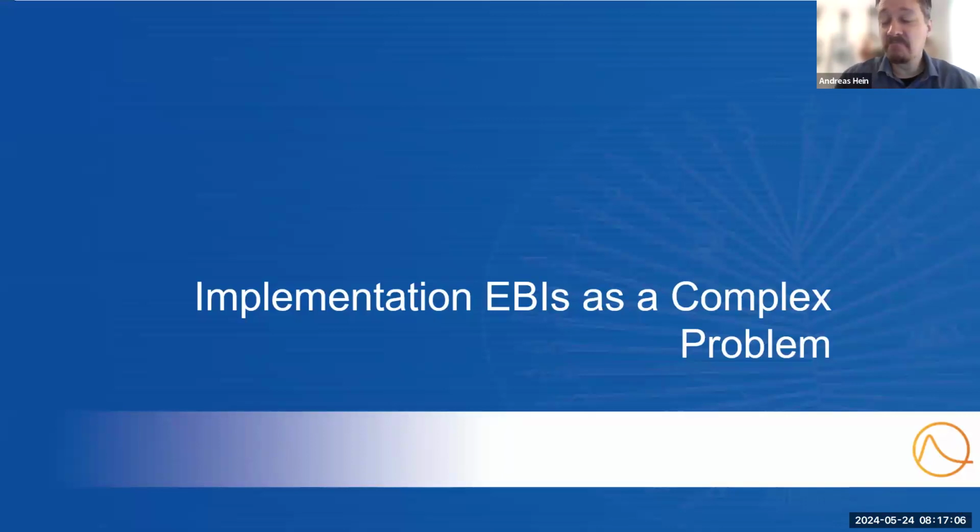So now we can go a little bit more into implementation of EBIs, evidence-based interventions, as a complex problem. Implementation science and evidence-based intervention go hand in hand. Implementation science emerges in the context of understanding why things that have been tested to work do not work in the end when we go into practice or when we scale up.